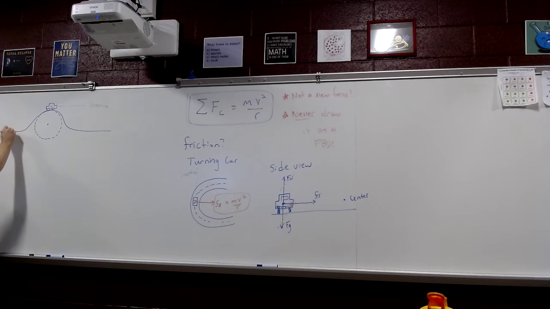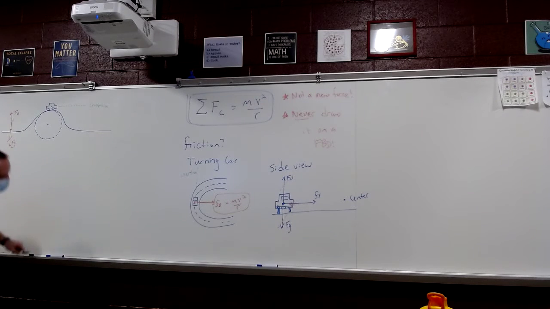if I draw it when the car is on flat road, I've got gravity pulling down, and I've got the normal force acting upward. And I draw this very well. They should be the same size. They basically cancel each other out, right? Same size when I'm on flat road.